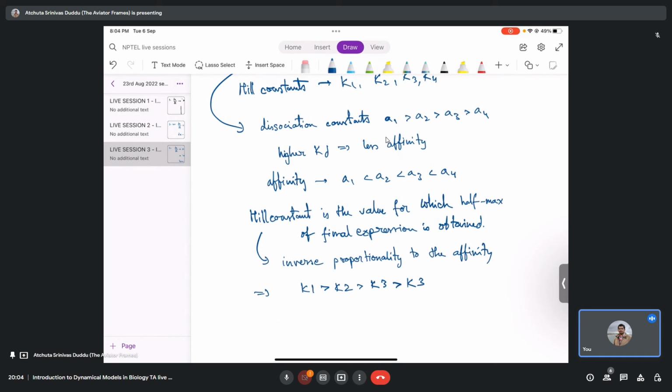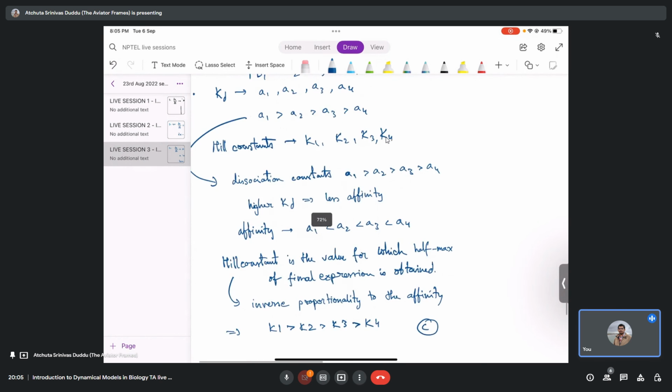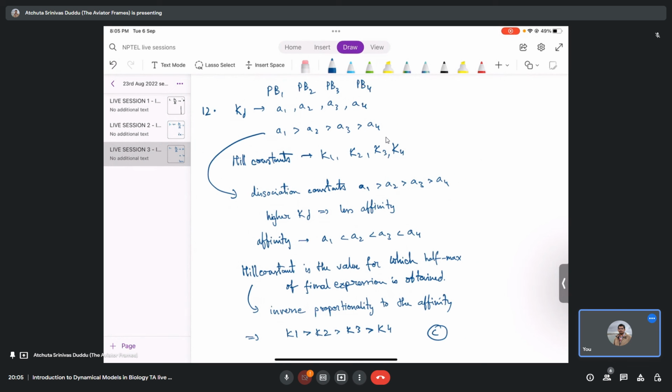Right, from which, what are the options? I'm sorry, this is 4. Just a second. So we have option C, right? Option C is K3 greater than K4. Yeah, so that is the session, all the questions. Let me know if you have any doubts or clarifications you require. If not, we can end the session.